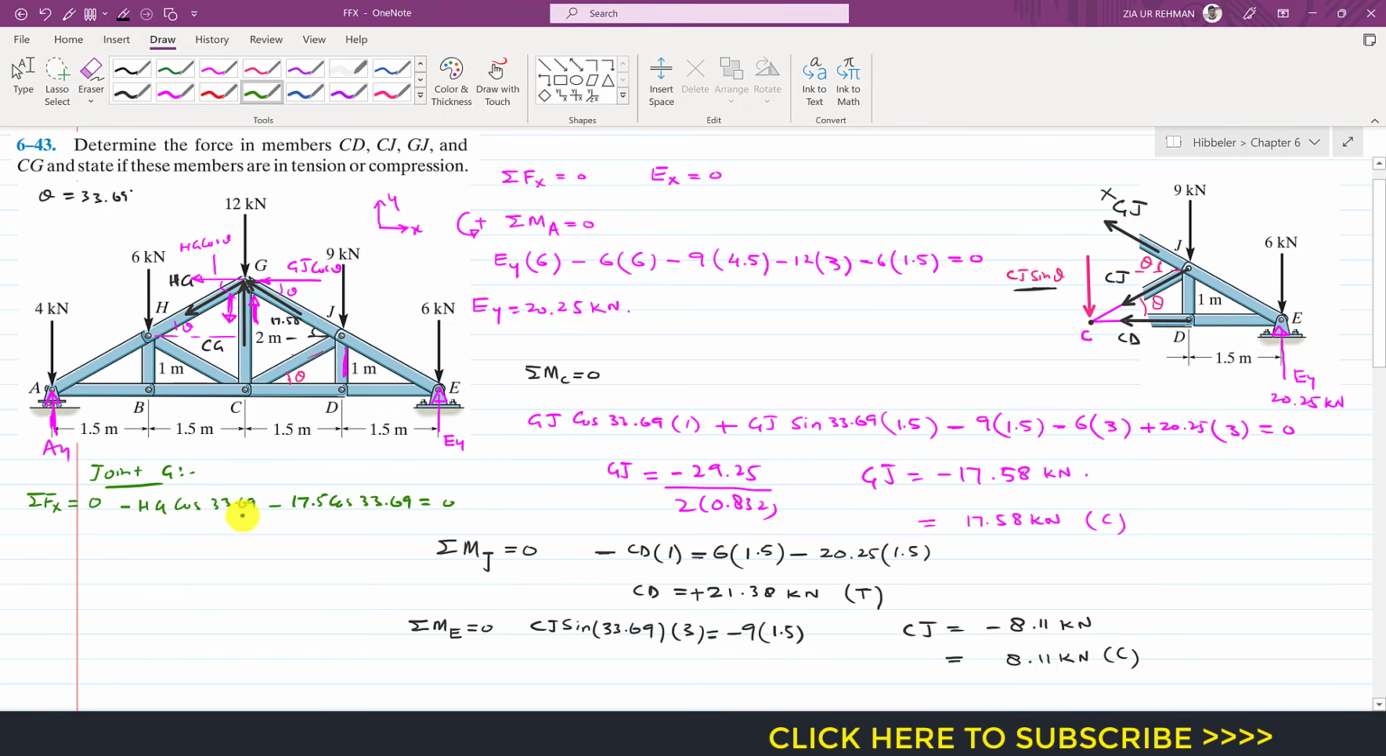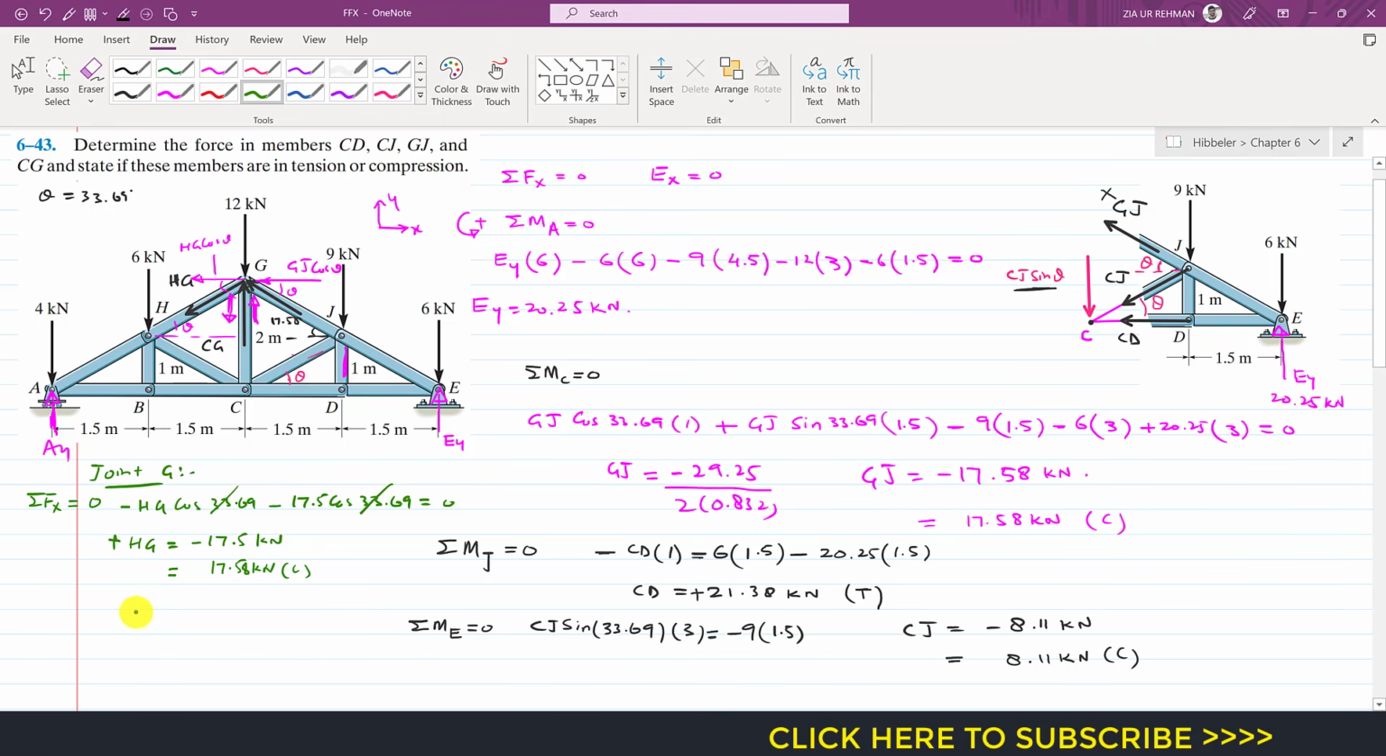So now if we divide this whole equation by cos of 33.69, it will cancel out, and we can say that minus Hg will be equal to 17.5 kilonewton, and if I multiply both sides by minus 1, Hg will be equal to 17.5 kilonewton. So this means that the assumed direction of Hg is not accurate, it is in compression as well. So this is 17.5 kilonewton, and it is in compression.